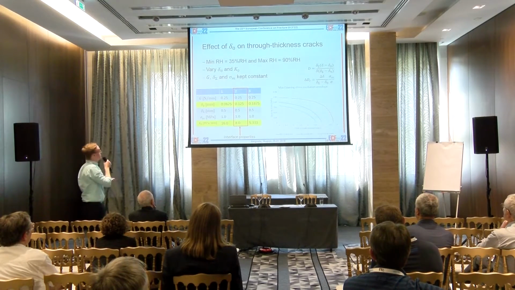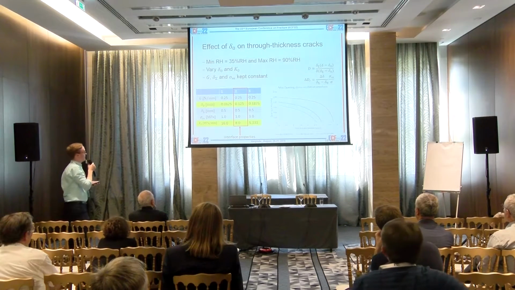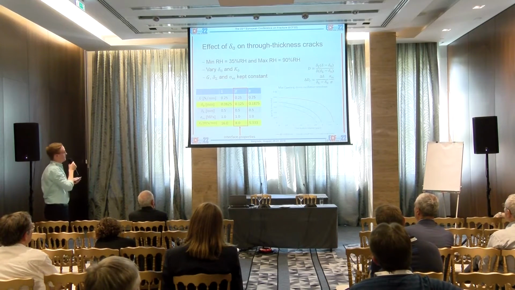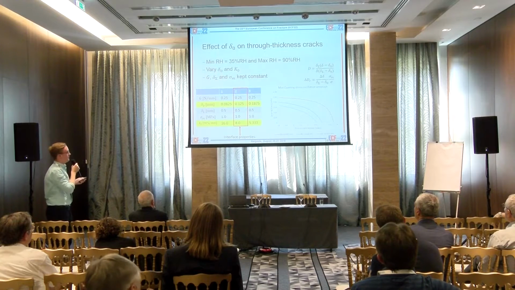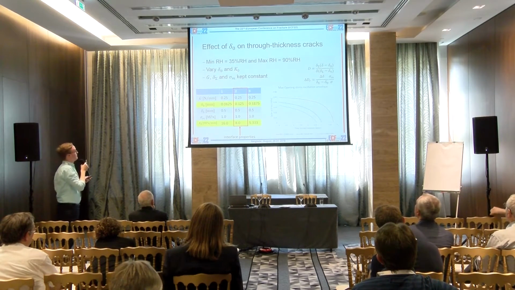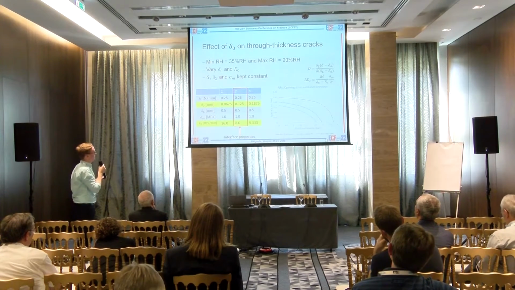So now we're going to look at the effect of the value of delta naught on the through thickness cracks. Again, we're considering the same cycle. We vary delta naught, and then obviously if we're varying delta naught but keeping sigma m constant, we're also varying k. So the fracture energy is a constant and delta sigma is constant.